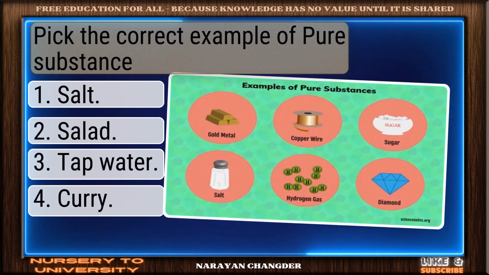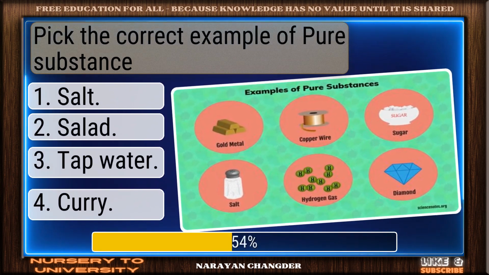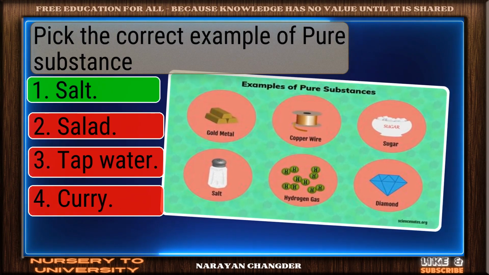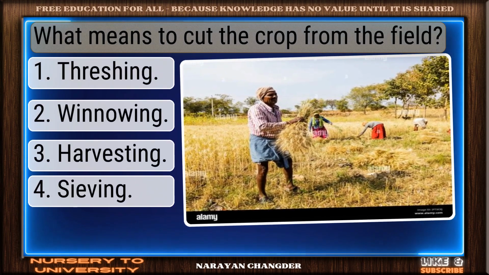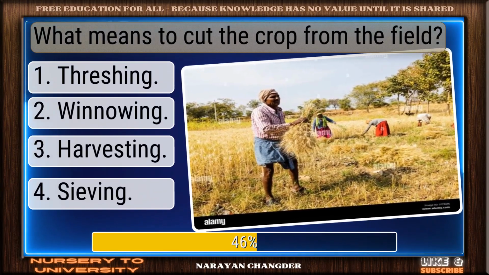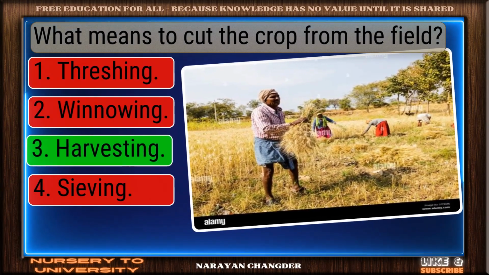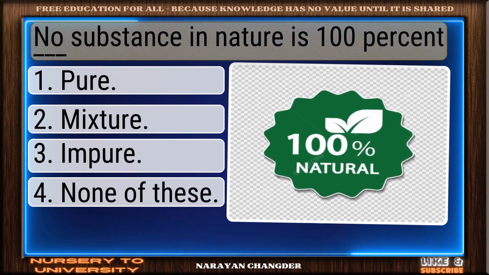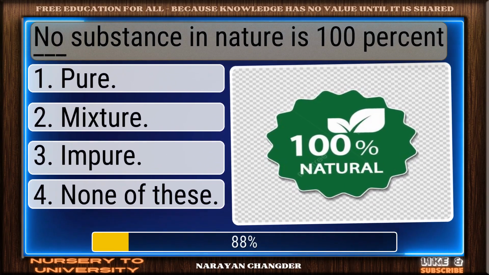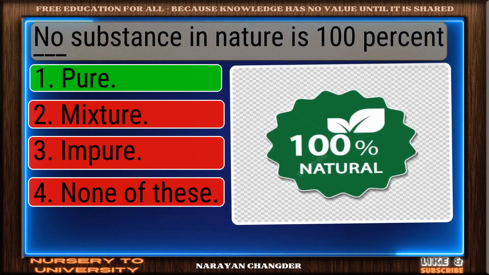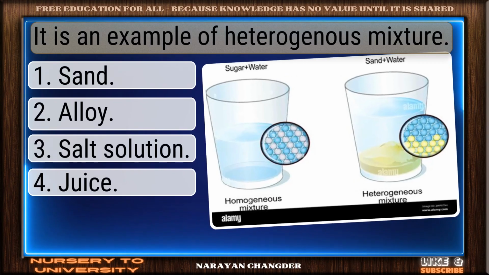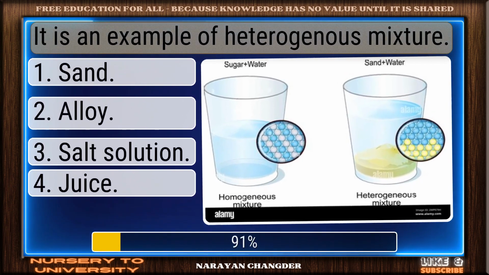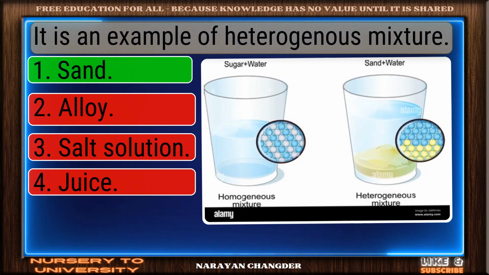Pick the correct example of pure substance. Sharp thinking. Salt is the right choice. What means to cut the crop from the field? Good job. Your answer, harvesting, works well here. No substance in nature is 100% dash. Excellent. Pure is a brilliant choice. It is an example of heterogeneous mixture. You're right. Sand is the correct answer.